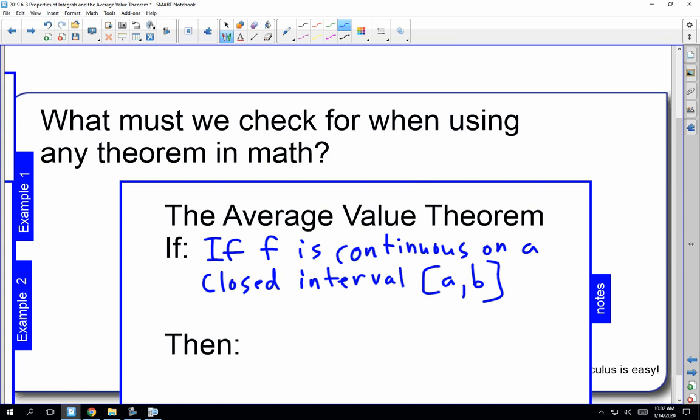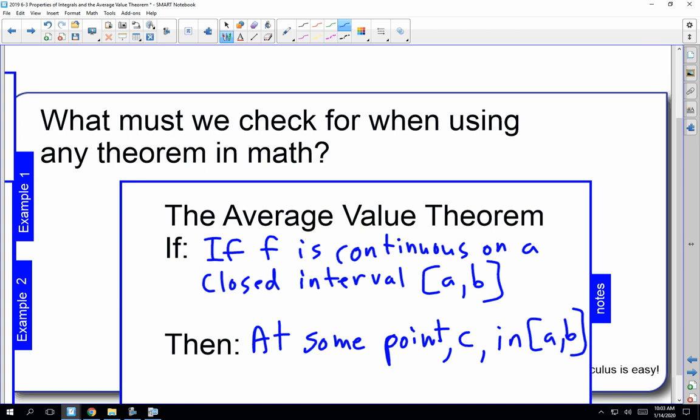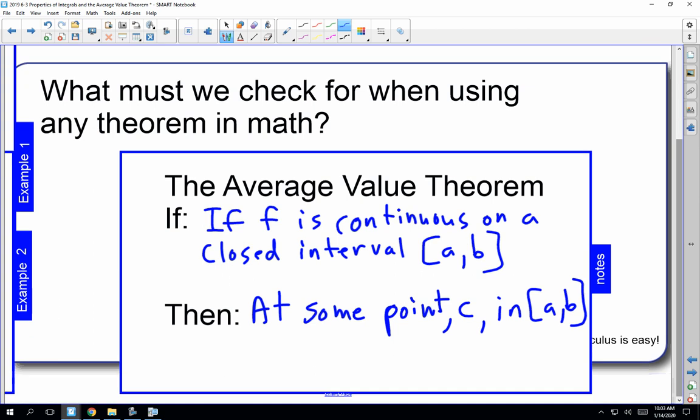But if f is continuous on a closed interval a, b, then at some point, call it c in a, b, here's what's true. f of c, this should look familiar, equals 1 over b minus a times the integral from a to b of f of x dx.